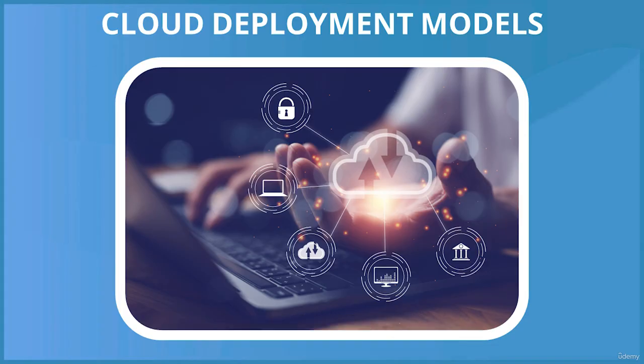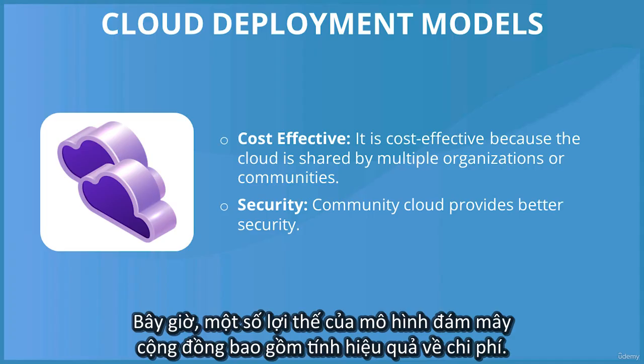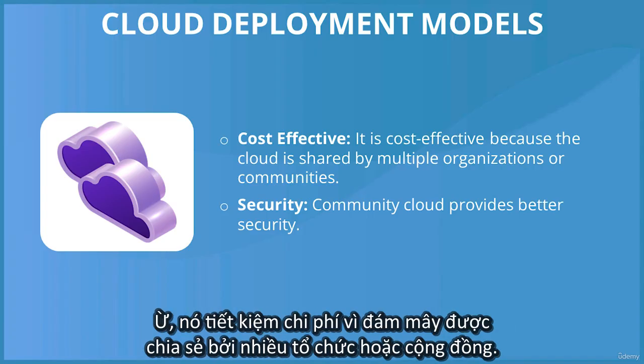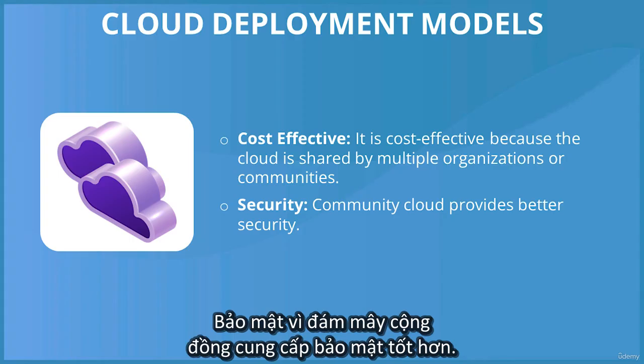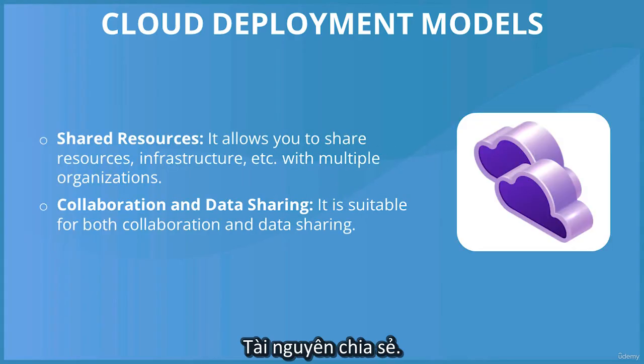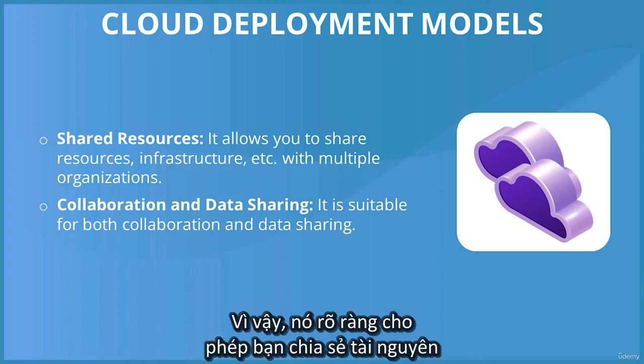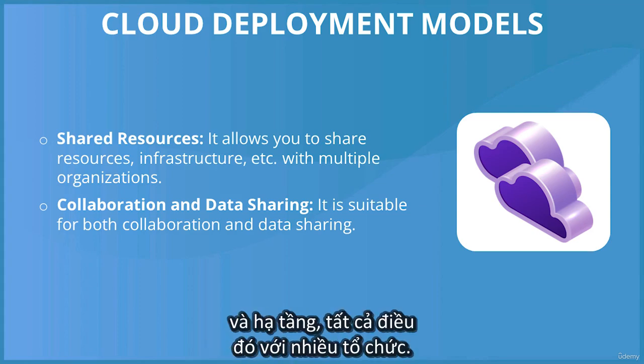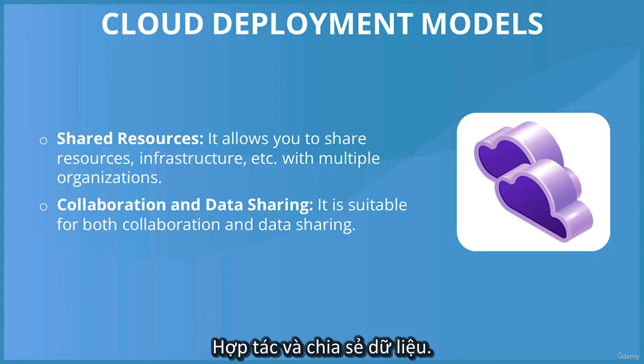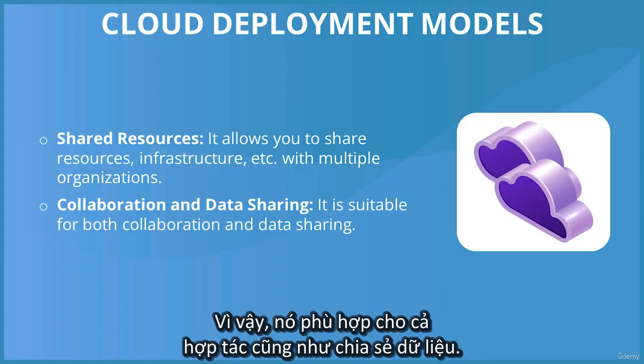Now, some of the advantages of the community cloud model include cost effectiveness. Yeah, it's cost effective because the cloud is shared by multiple organizations or communities. Security, because the community cloud provides better security. Shared resources. So it obviously allows you to share resources and infrastructure, all of that with multiple organizations. Collaboration and data sharing. So it's suitable for both collaboration as well as data sharing.